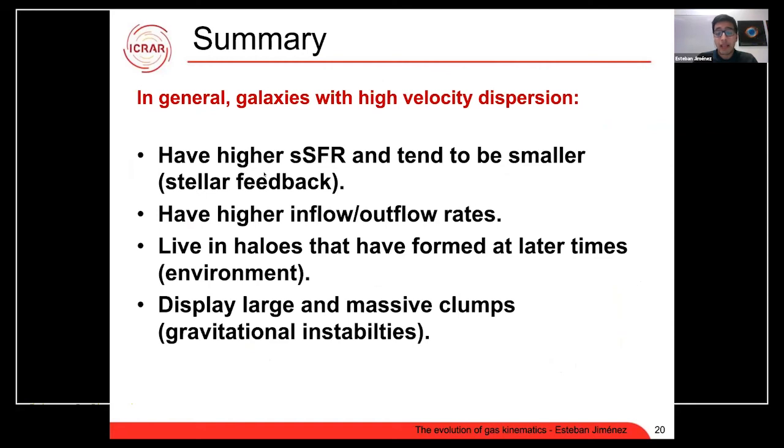we found that in general, the galaxies that have higher velocity dispersion tend to be smaller, and this could be the effect of stellar feedback. Notice that this is only valid for low mass galaxies. So in principle, stellar feedback seems to be very efficient at changing the kinematics in low mass galaxies. Also, we found that across all the mass range, the velocity dispersion seems to be driven by the inflow and outflow rates as well, while the host halos of galaxies with high velocity dispersion tend to be formed at later times than the ones that have low velocity dispersion. And especially for high mass galaxies, we found that galaxies with high velocity dispersion tend to display large and massive clumps. So it seems to be the effect of gravitational instabilities. Thank you for listening, and happy to take any questions.